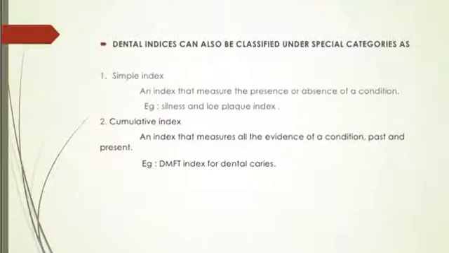The fourth category, dental indexes can also be classified as simple index and cumulative index. A simple index is an index that measures the presence or absence of a condition. Example for this is Silness and Loe plaque index. And the cumulative index is an index that measures all the evidence of a condition, past and present. Example, DMFT index for dental caries.